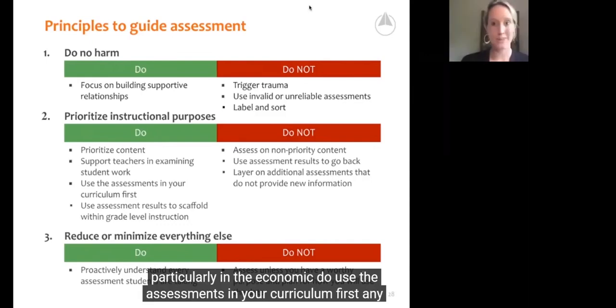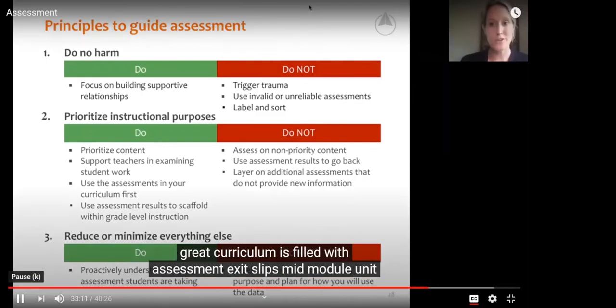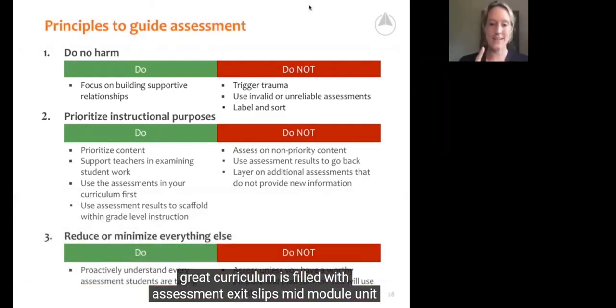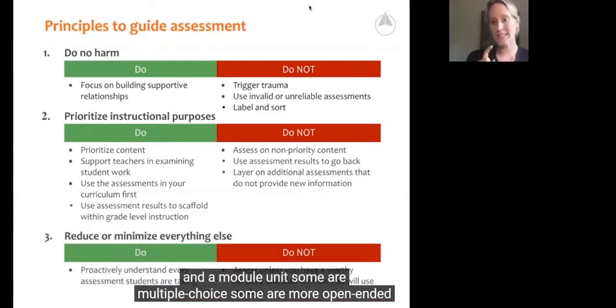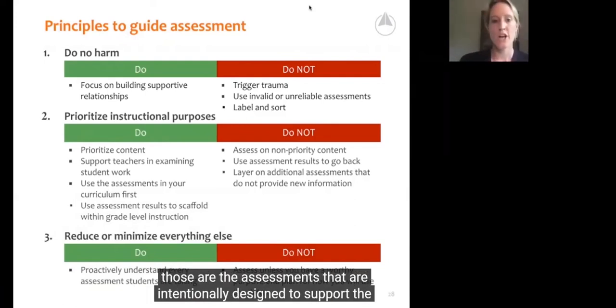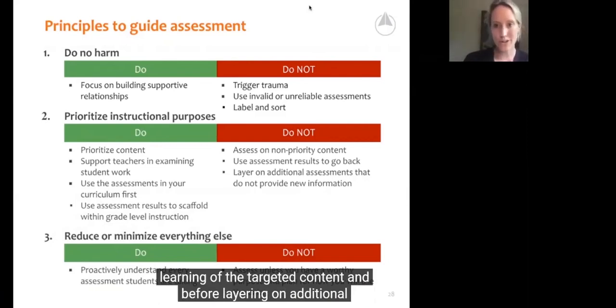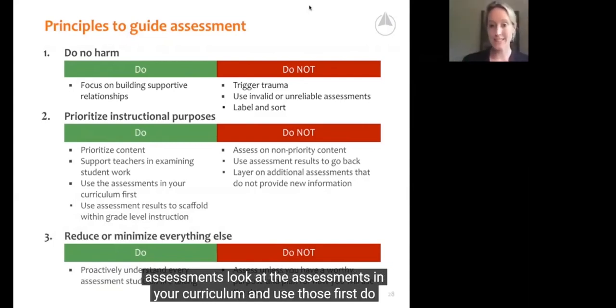Do use the assessments in your curriculum first. Any great curriculum is filled with assessments, exit slips, mid-module units, end-of-module units. Some are multiple choice, some are more open-ended. Those are the assessments that are intentionally designed to support the learning of the targeted content. And before layering on additional assessments, look at the assessments in your curriculum and use those first.